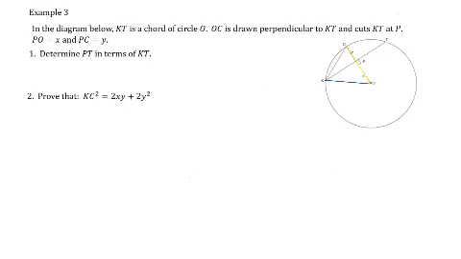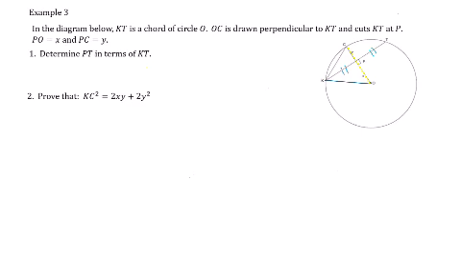So PT, OC, wait. Let me grab a highlighter. So this is OC. OC is perpendicular to KT and it is bisecting this chord at the midpoint, which is P, right? So if it is bisecting the chord at this point, this means that KP will be equal to your PT.